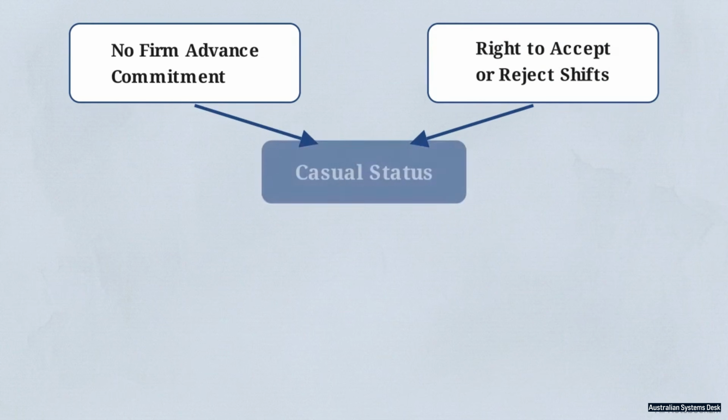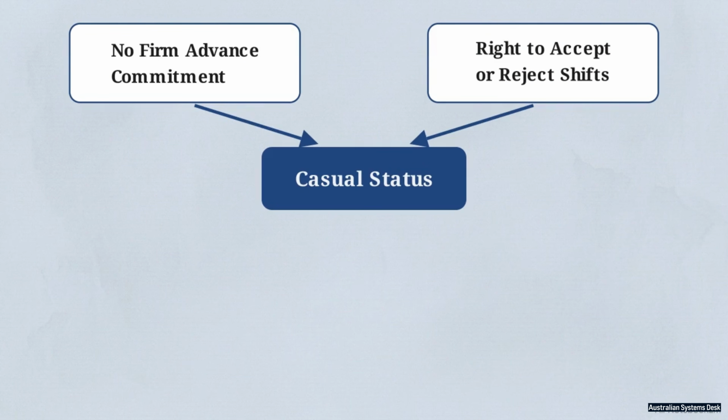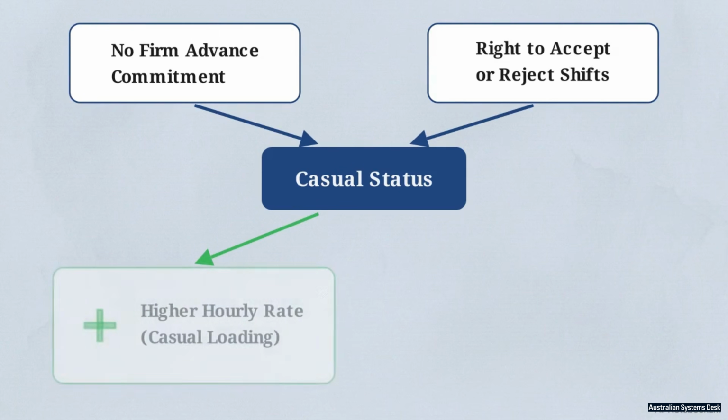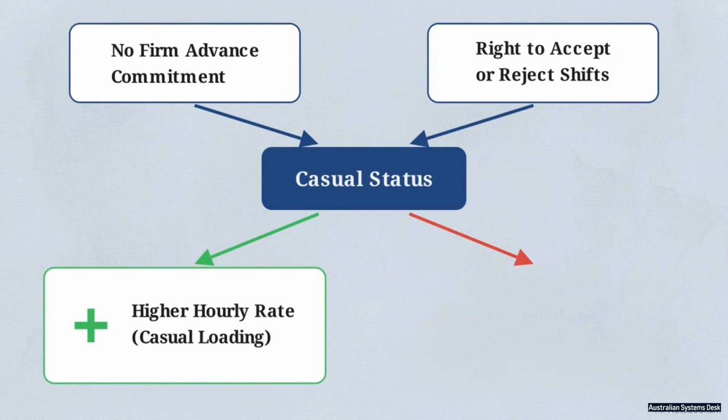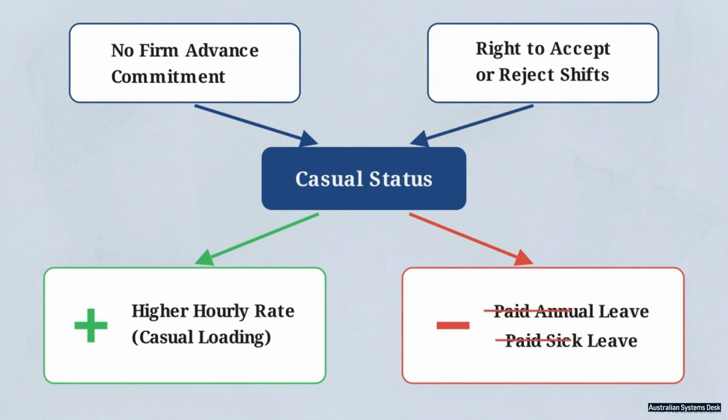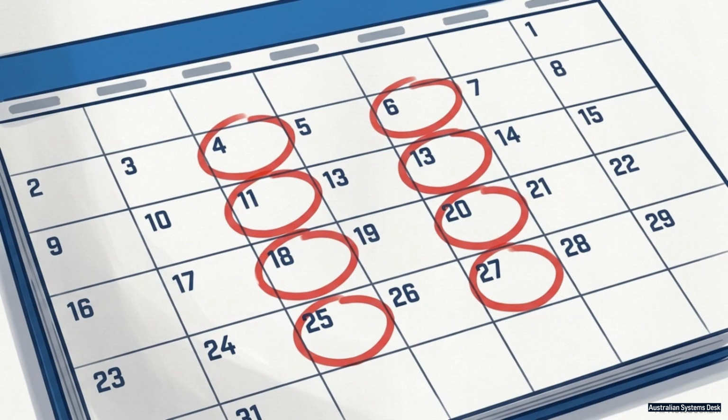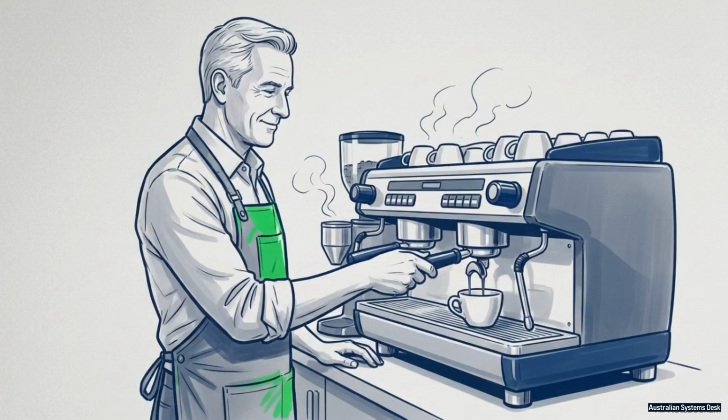Casual status is defined by a lack of firm advance commitment and your right to accept or reject shifts. This flexibility brings a financial trade. You receive a higher hourly rate to compensate for foregoing permanent benefits like paid annual and sick leave. Working a regular, predictable roster does not automatically change your status to a permanent employee. You can work the same shifts every week and still legally remain a casual worker.